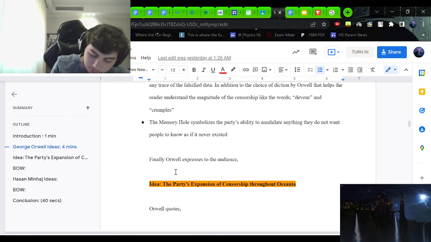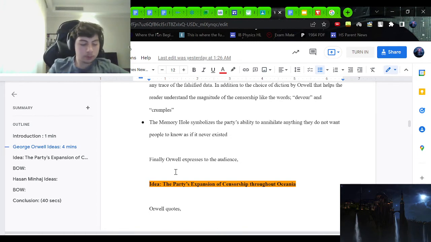Same formatting. Orwell. Ideas. Main extract. Third quote. I'm going to highlight the fact that it's my third quote. There's a tenth note card, so 10.